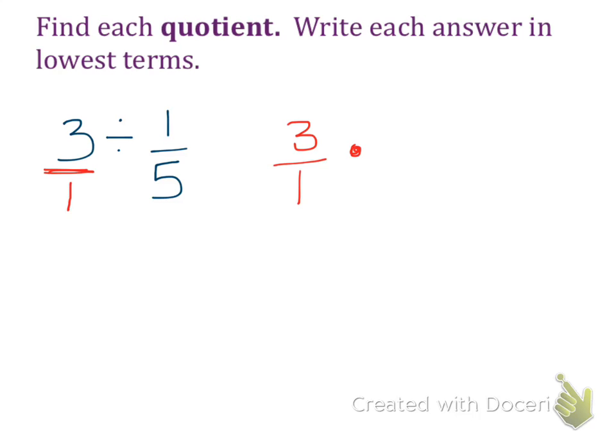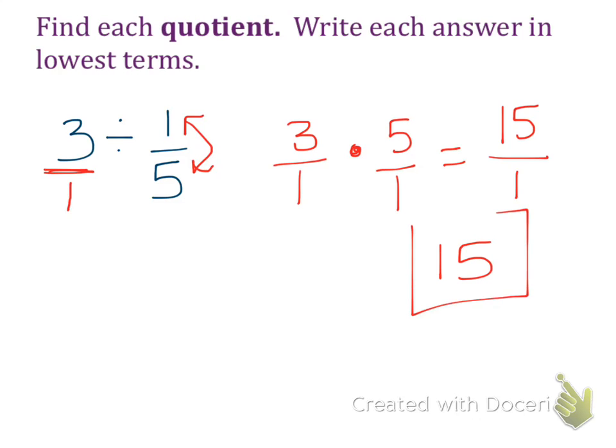And then you want to multiply by the reciprocal. So in this case, you take the 1 and the 5, you flip them around, and now you have 5 over 1. And then you multiply the tops to get 15. Multiply the bottoms to get 1. 15 over 1 is the same as 15 divided by 1, which is 15. That's my final answer.